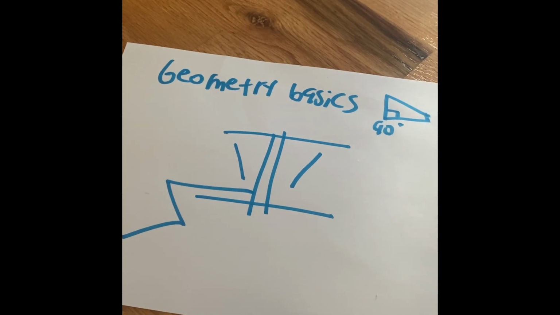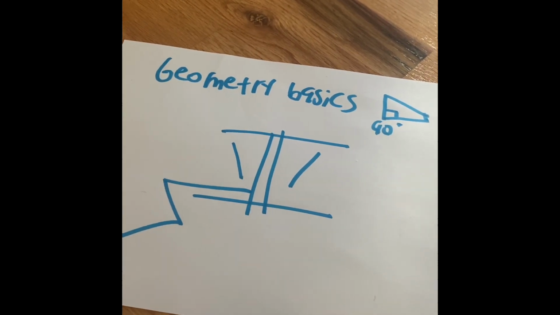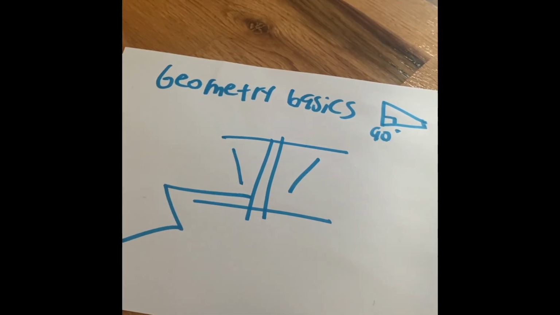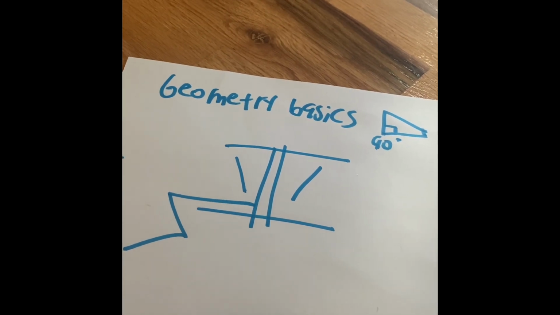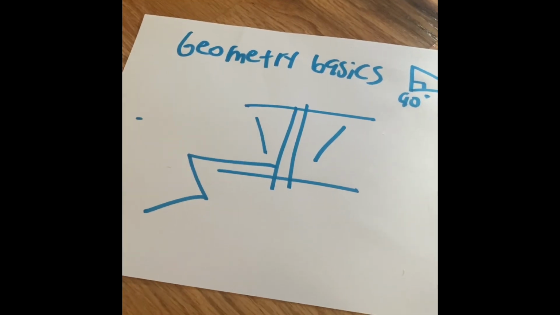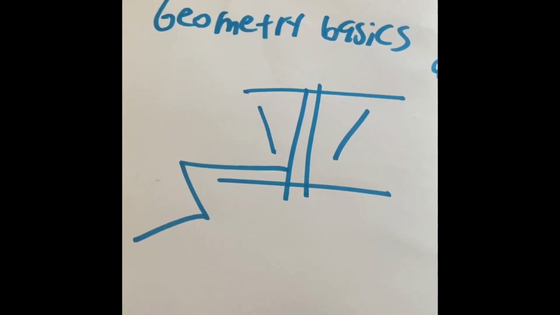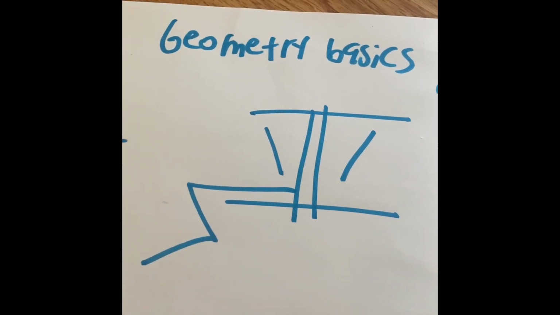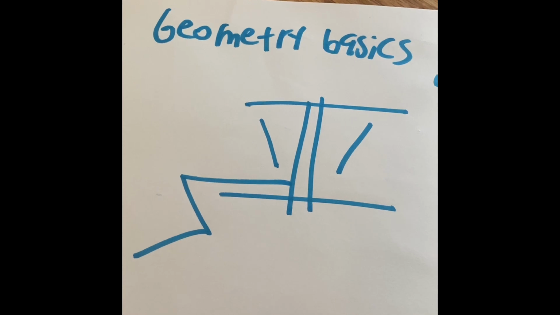If geometry never existed, we would have no shapes. And since Earth is a shape because it's a sphere, we would be dead. So that's why we need geometry. Let's get to the point of what the first basic is.